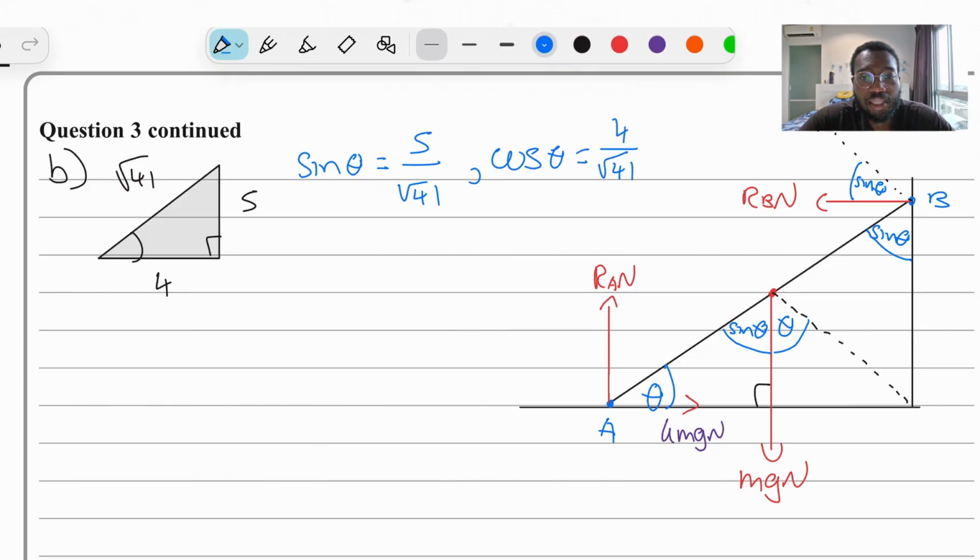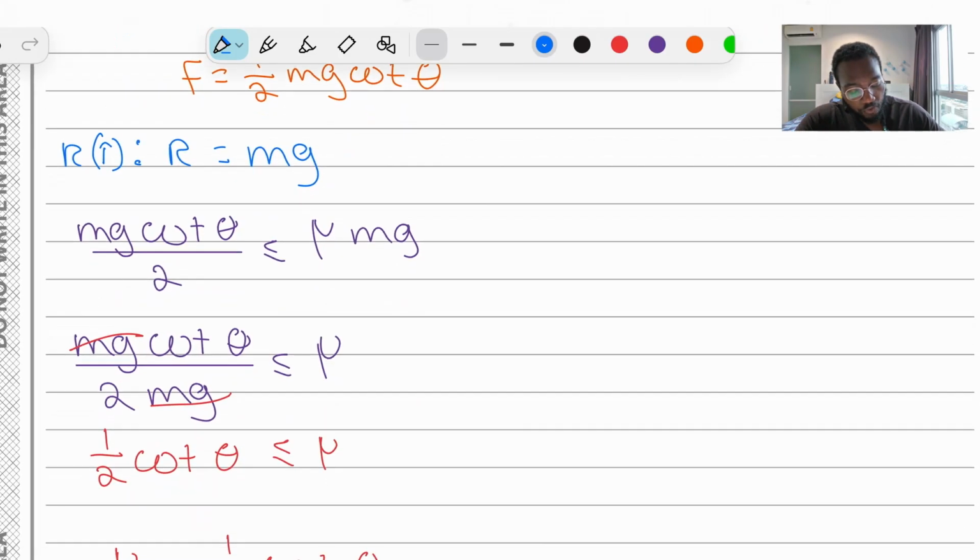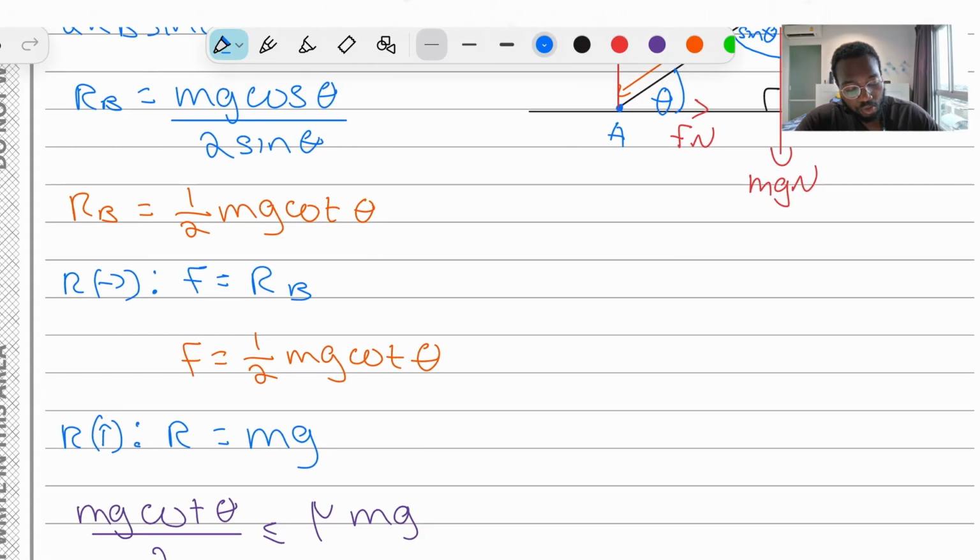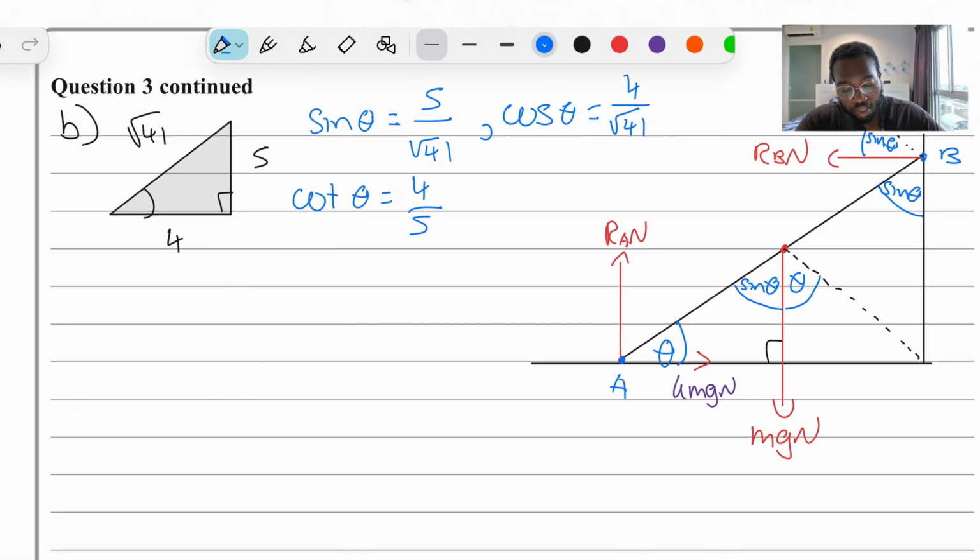But in the previous question, for RB and F, we actually had a cot theta. So let's write down cot theta as well. Tan theta is 5/4, so cot theta is just 4/5. Even though we have 5 over root 41 and 4 over root 41, we most likely may not need to use them. Really, cot theta is the one we care about. So if we go back to the previous question, what did we get for RB? We got that RB was equal to a half mg cot theta. So that would still stay the same.